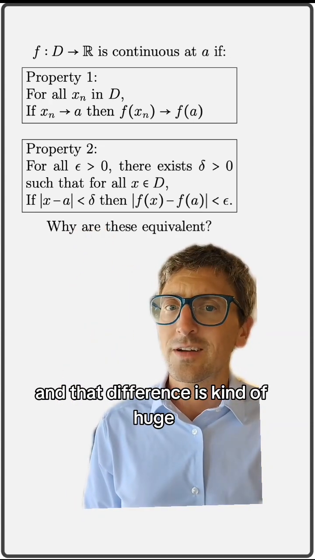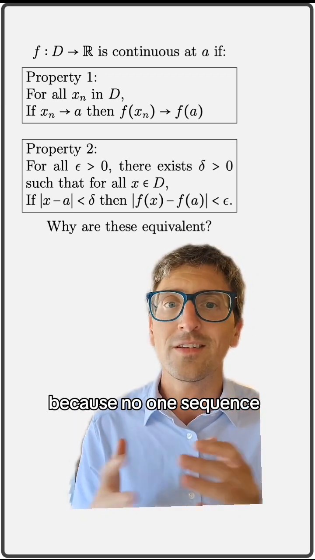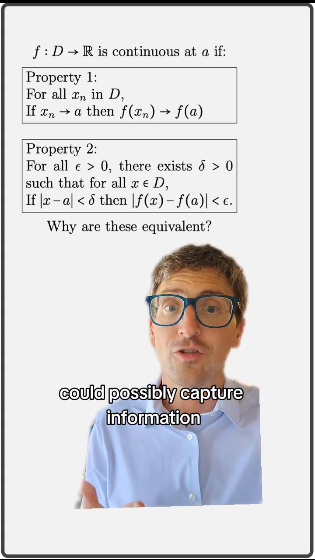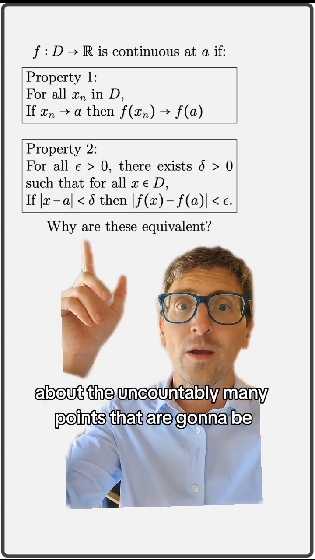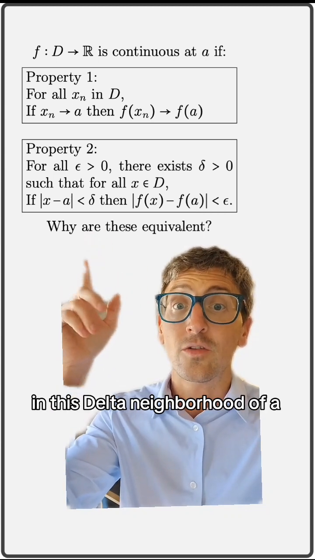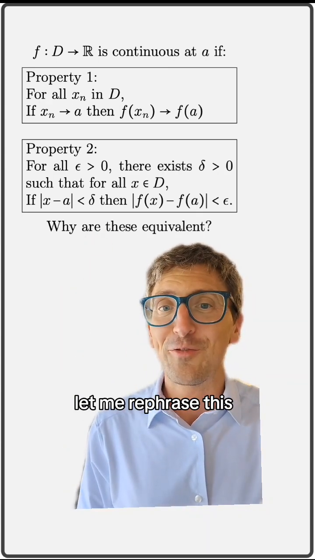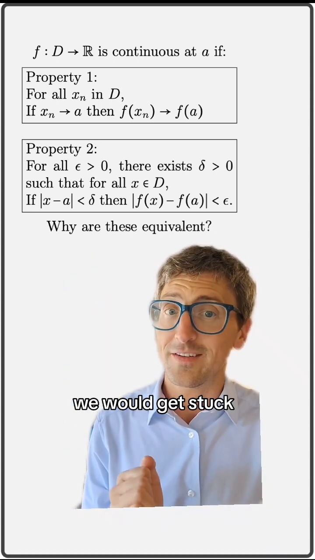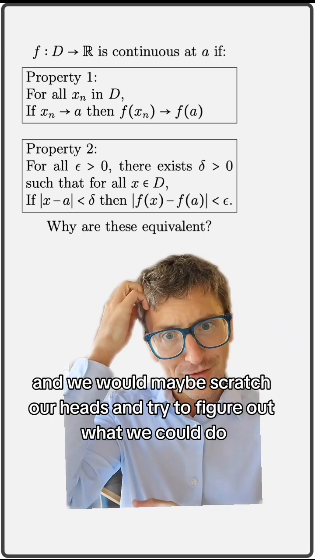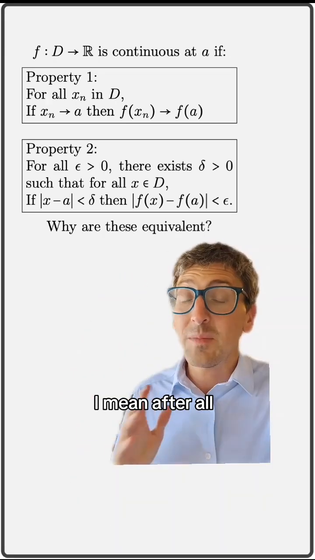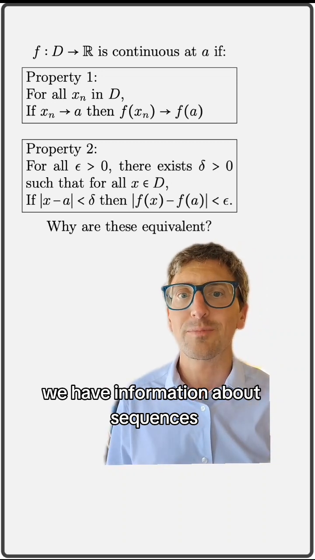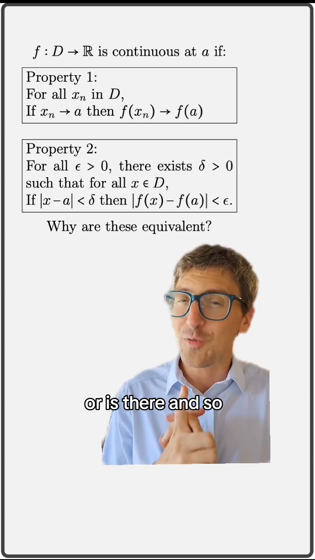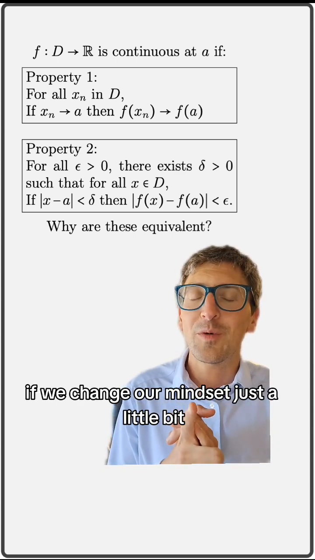And that difference is kind of huge, because no one sequence, or actually any countable number of sequences, could possibly capture information about the uncountably many points that are going to be in this delta neighborhood of A. Let me rephrase this. If we tried really hard to write a direct proof, we would get stuck, and we would maybe scratch our heads and try to figure out what we could do. I mean, after all, we have information about sequences, but there's no sequence staring us in the face. Or is there?